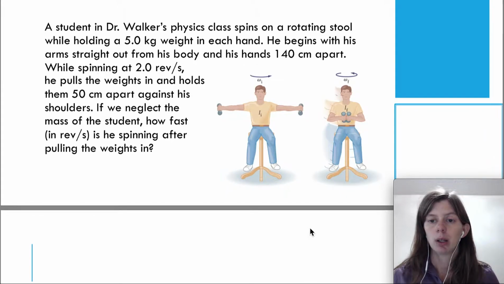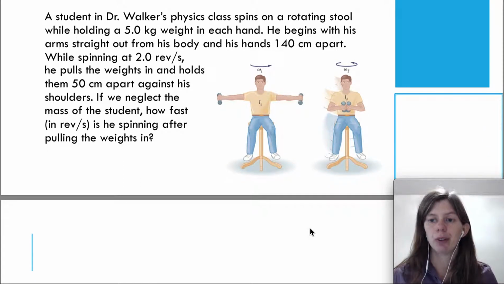Let's take a look. A student in Dr. Walker's physics class spins on a rotating stool while holding a 5 kilogram weight in each hand. He begins with his arms straight out from his body and his hands 140 centimeters apart. While spinning at 2 revolutions per second, he pulls the weights in and holds them 50 centimeters apart against his shoulders. If we neglect the mass of the student, how fast is he spinning after pulling the weights in?